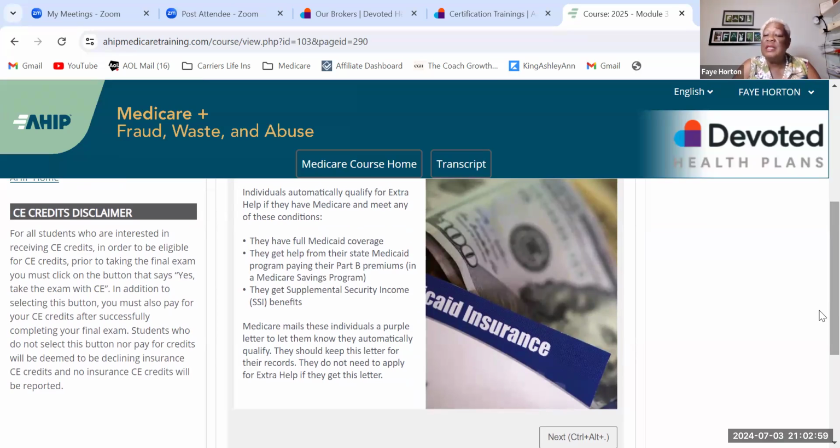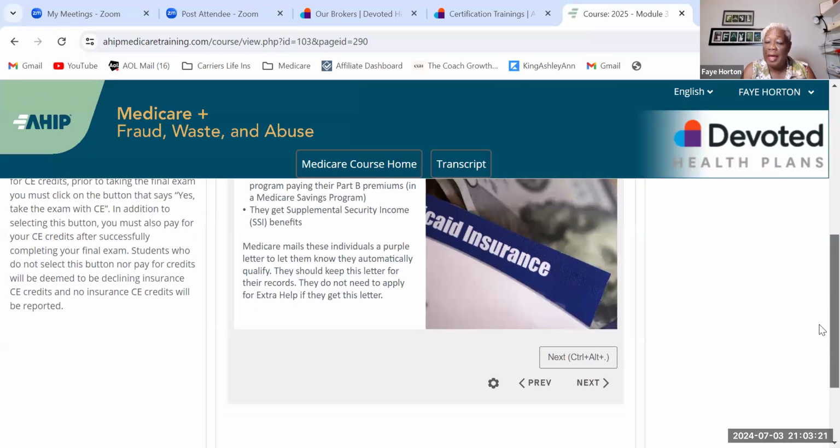Medicare mails these individuals a purple letter to let them know they automatically qualify. So you can ask, have you received a purple letter? They should keep this letter for their records. They do not need to apply for extra help if they get a purple letter.